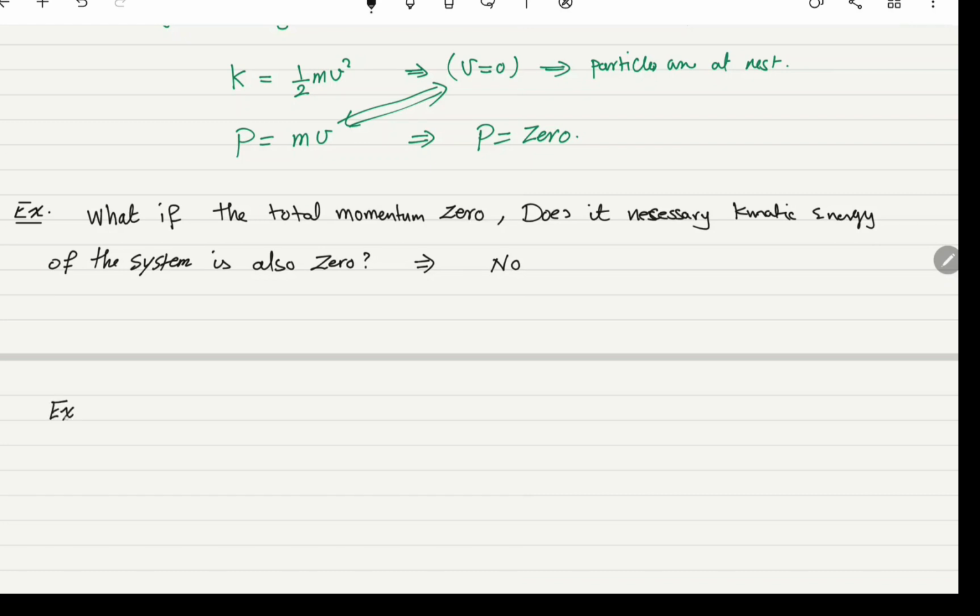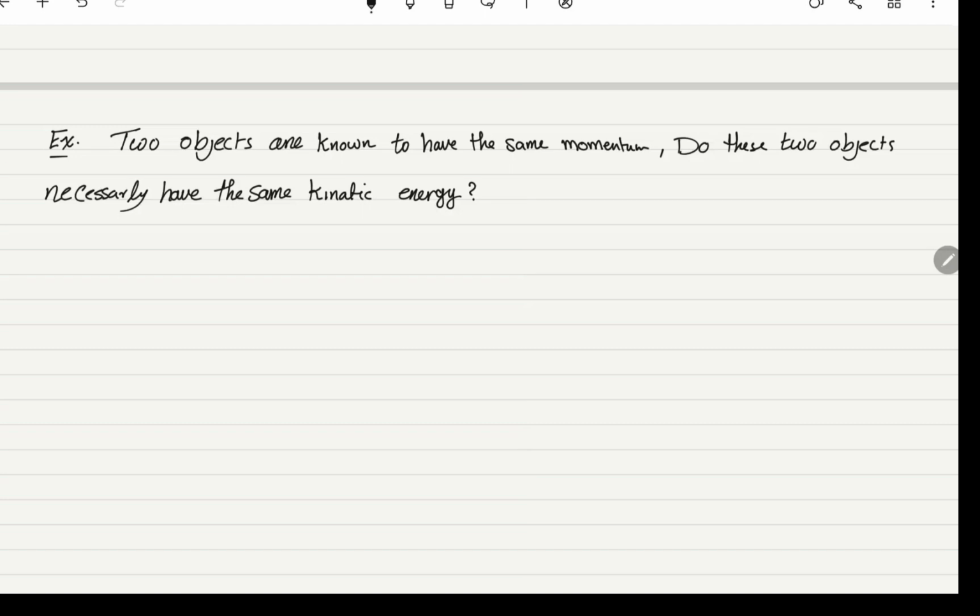Example. Now, two objects are known to have the same momentum. Do these two objects necessarily have the same kinetic energy? Now let's see. Take an object with mass m and speed v, so its momentum in this case is equal to mv. Now, another object with mass half m and speed 2v also has momentum equal to mv.